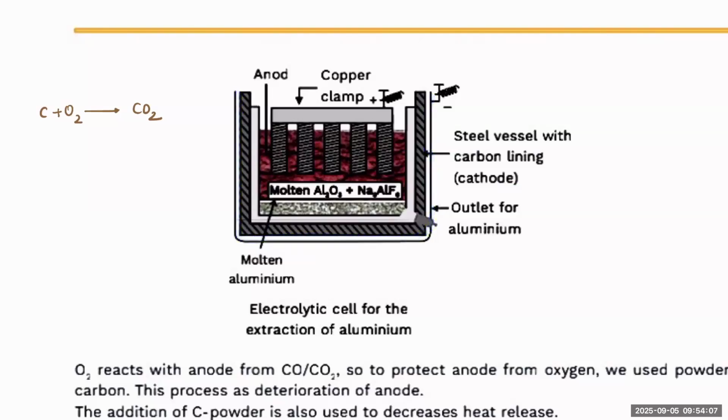Then we have molten Al2O3 and Na3AlF6 mixed here, and we have these graphite rods, as you have noticed. There are multiple graphite rods which are kept in this solution, and they are all connected to a clamp, which will serve as the positively charged electrode, and the lining here will act like a negative electrode.